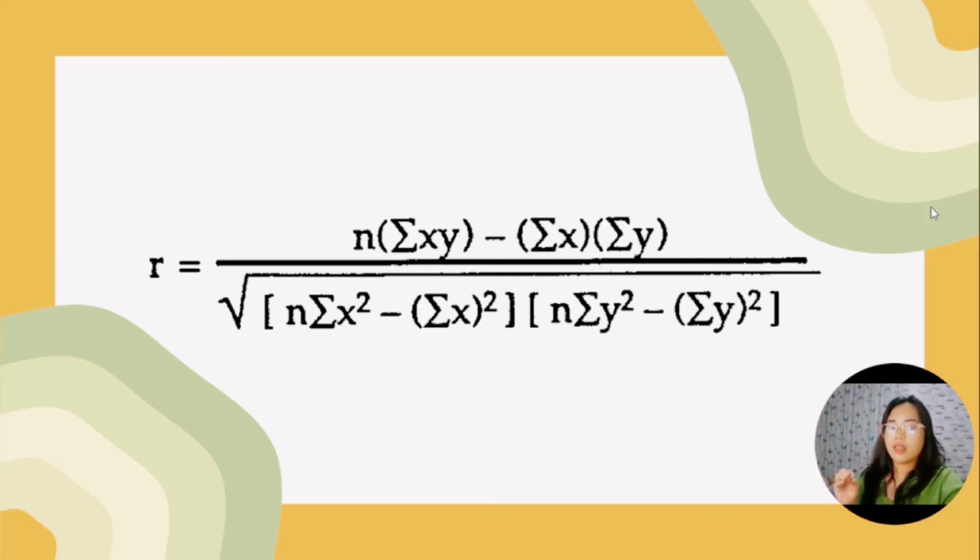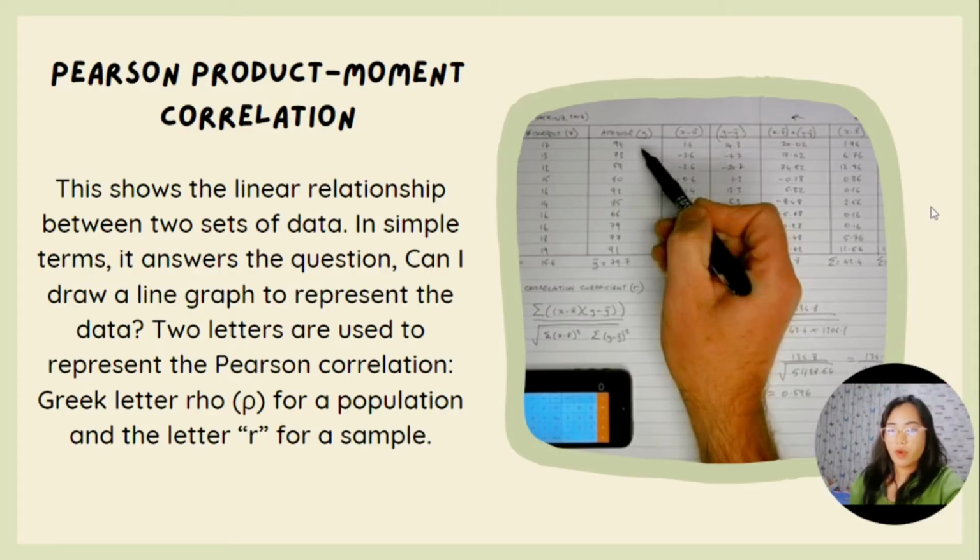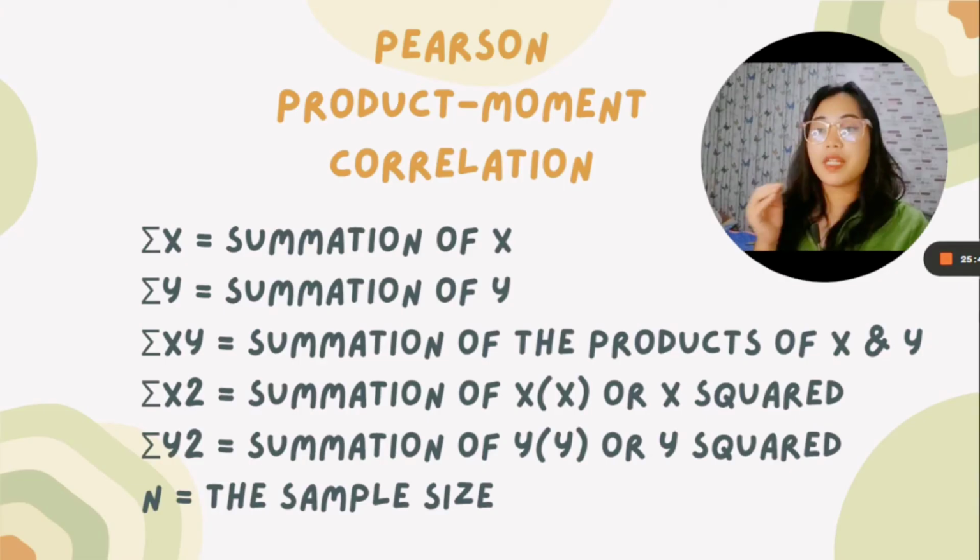So this is used to measure, of course, the two sets of data, the relationship of two variables. So the Pearson product moment correlation formula, let's break it down.